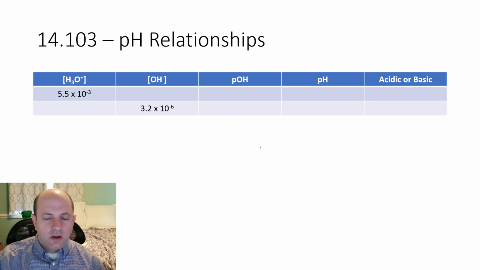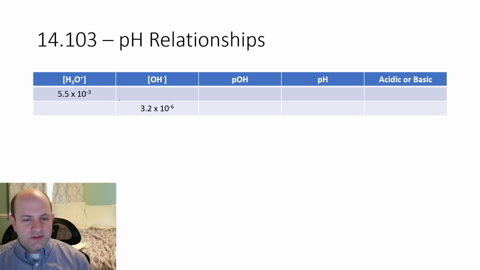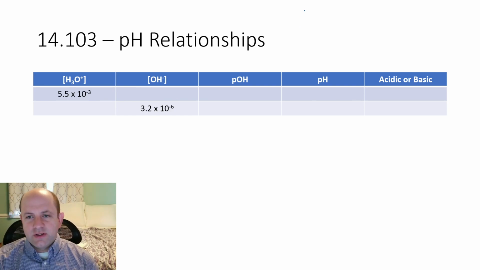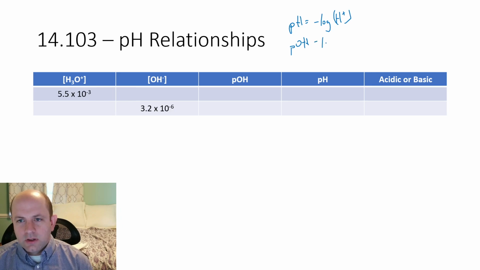And then our last problem for this video is the pH relationships. I know we did this in class, but we're going to look at how we take a number given and convert it to all the others. The key equations, I'll just write them at the top: remember that pH is the negative log of the H plus. In this case, they're using H3O, but it's the same thing. pOH is the negative log of the hydroxide, and pH plus pOH will always equal 14.